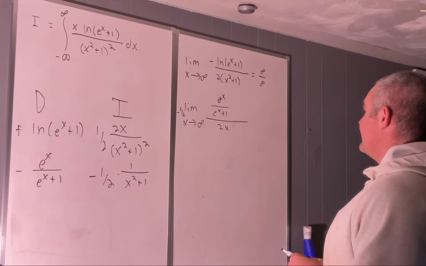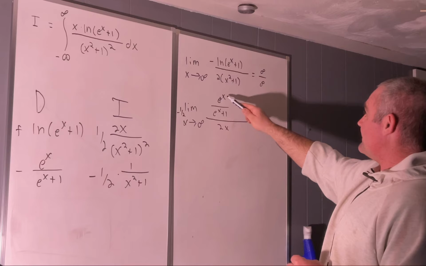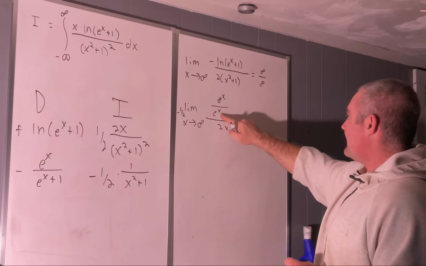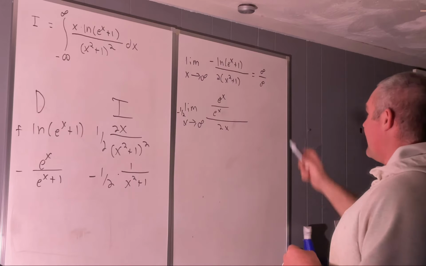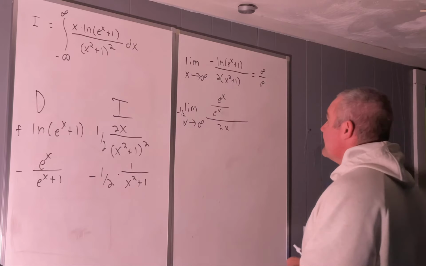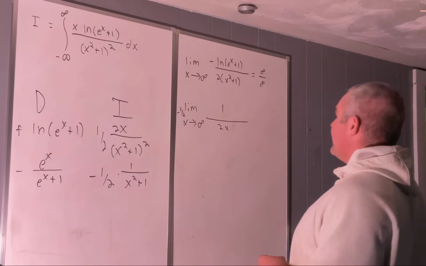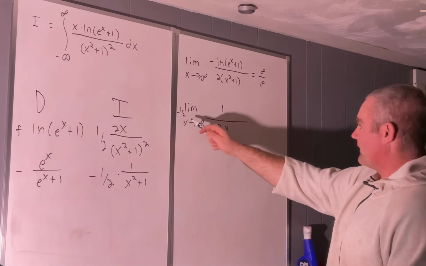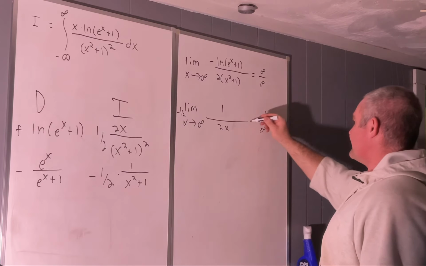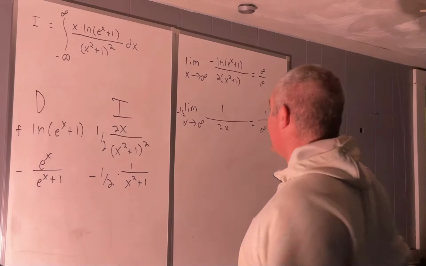Well, let's see. Letting x go to infinity here, this plus 1 would become irrelevant. And then we would have e to the x over e to the x, in other words, just 1. And don't forget our x is going to infinity, so we have 1 over infinity, which is 0. So the upper bound of this evaluation goes to 0.